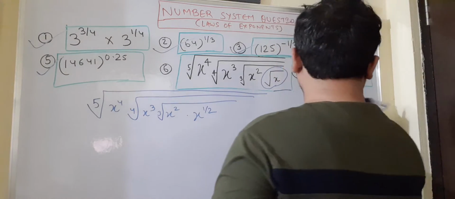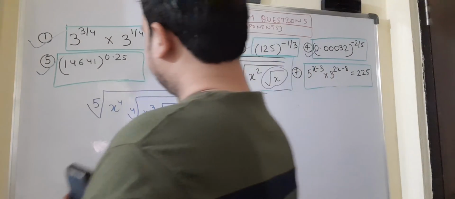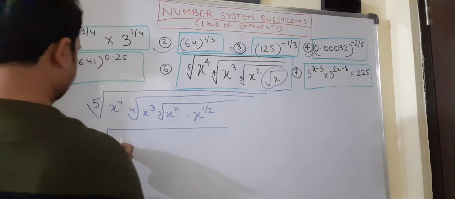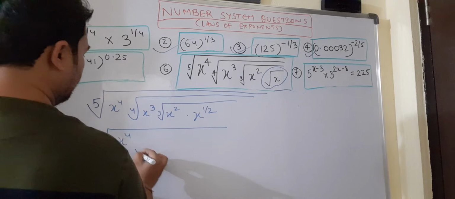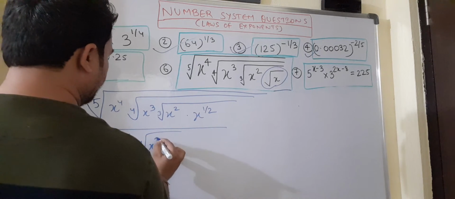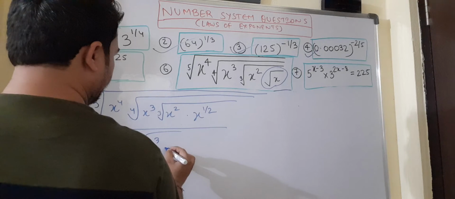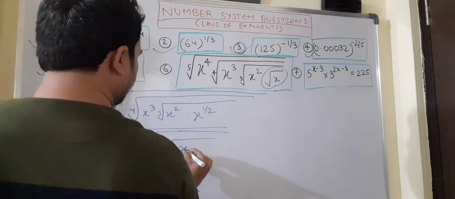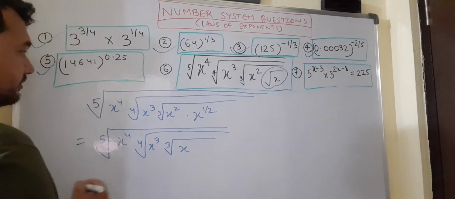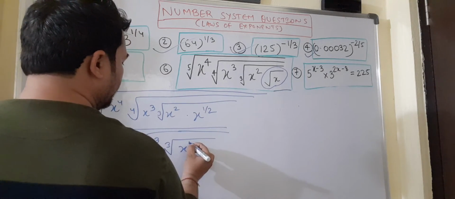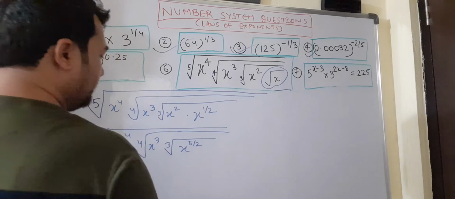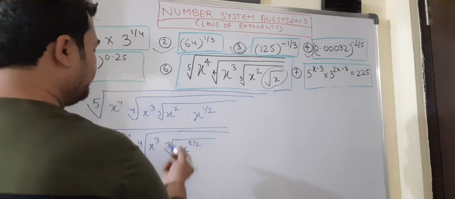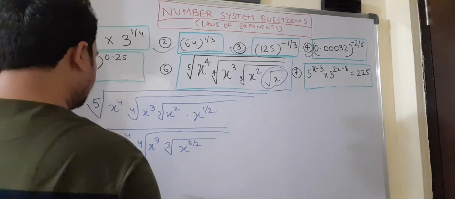So let's perform this. Fifth root of x to the power 4, fourth root of x cube, then inside it there is a cube root of x raised to the power, how much? If you add them, you get 5 by 2. 5 by 2 is 2.5. This is also 2 and this is half, 2.5 also.